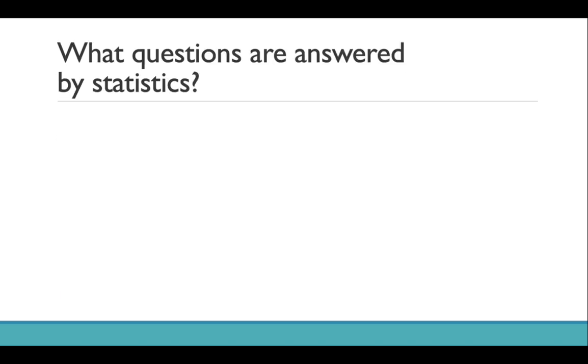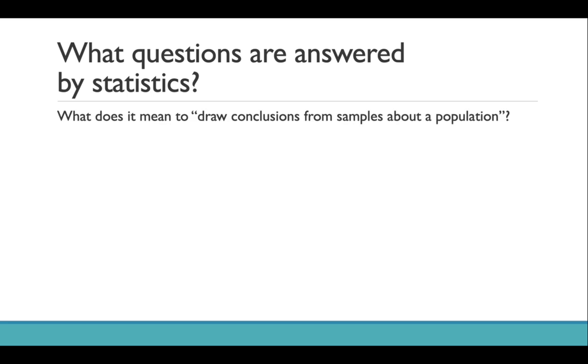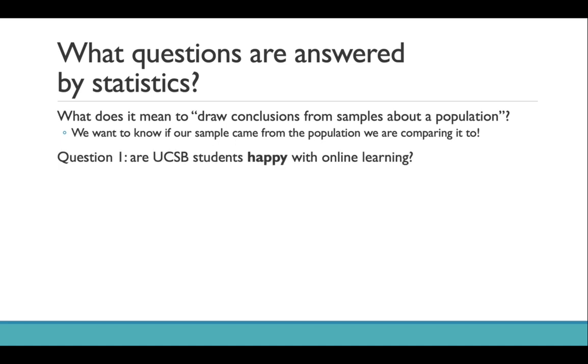So let's talk about the questions that we can answer with statistics. And specifically, what does it mean to draw conclusions from samples about a population? It means that we want to know if our sample came from the population we're comparing it to. So let's consider a research question that we'll call question 1. Are UCSB students happy with online learning?